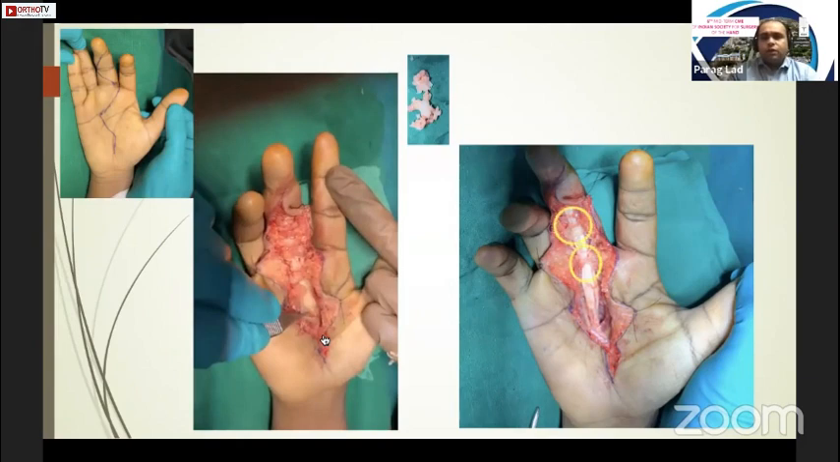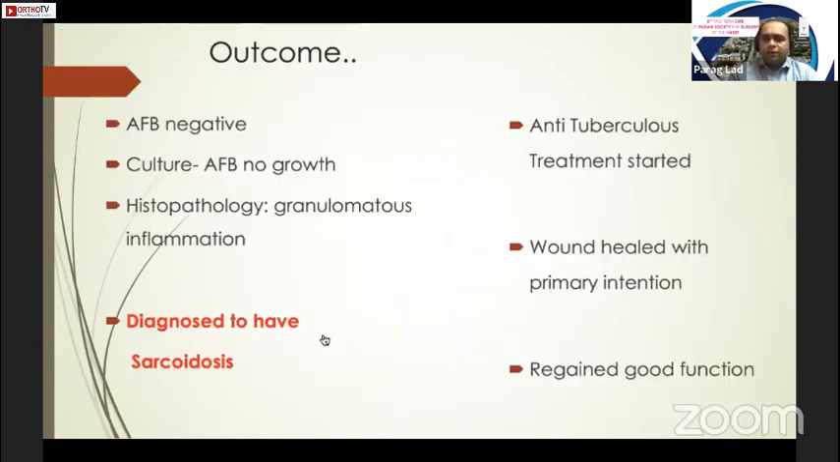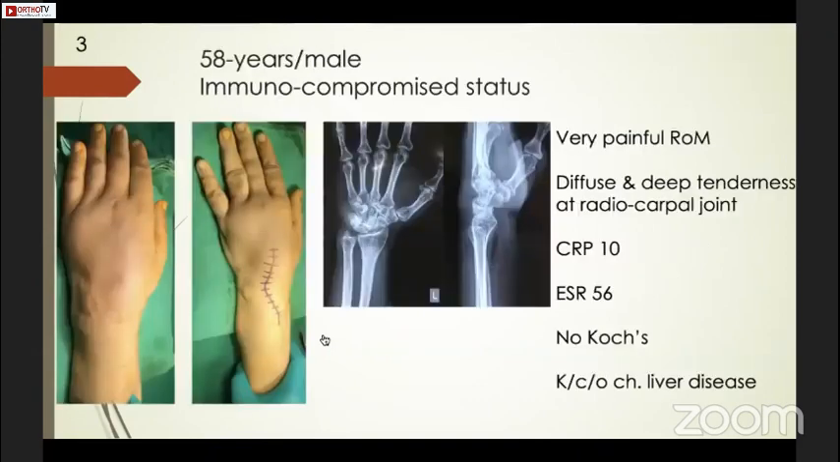In such lesions we do a culture as well as a biopsy. This patient was diagnosed to have sarcoidosis, and the rheumatologist had started ATT for that treatment.